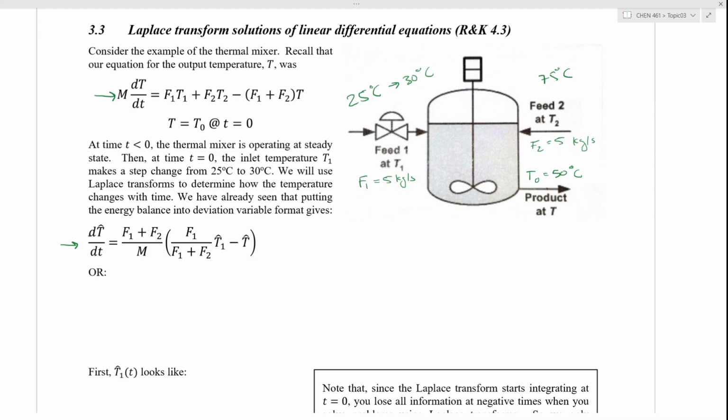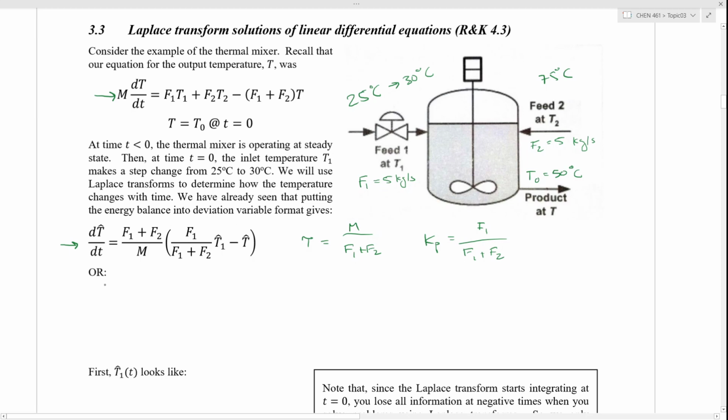According to the energy balance in this format, we have a time constant tau equal to mass over F1 plus F2. You can think of that as sort of the residence time. We also have the process gain Kp, which is equal to F1 divided by F1 plus F2. Remember, the process gain is how much your outlet variable is going to change with a unit change of your input variable.